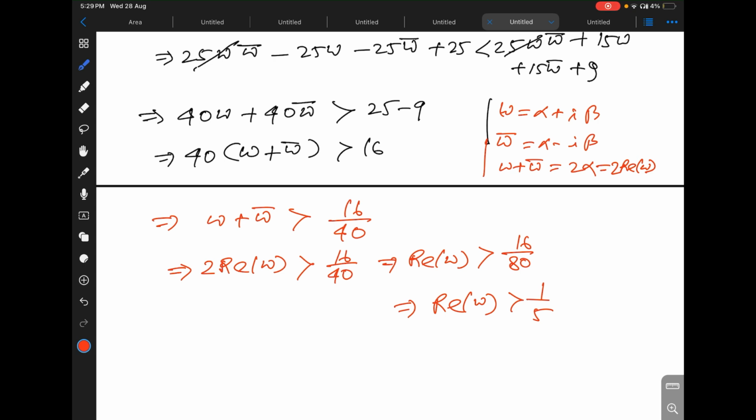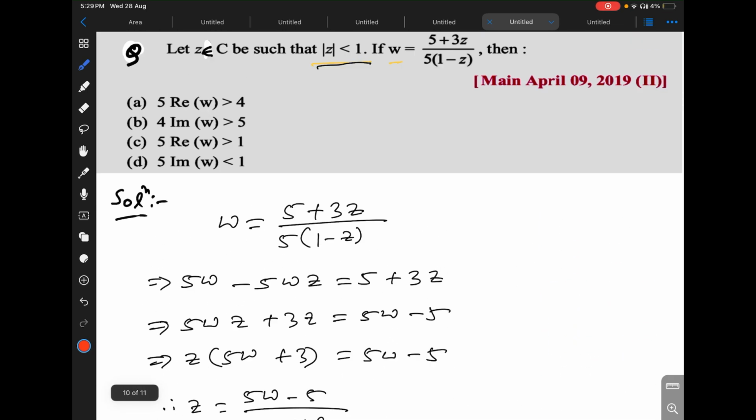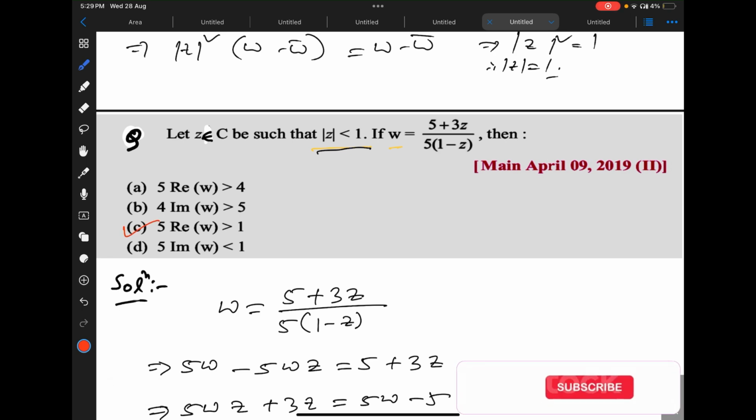So as a result, we have 5 into the real part of omega is greater than 1. So students, the correct option is option C.